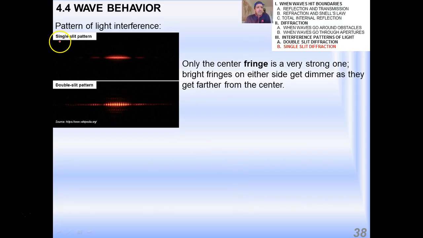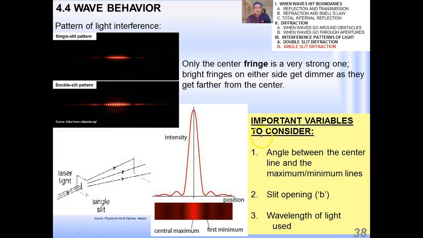Okay, so I'm just going to compare briefly the double slit and single slit patterns. Here's your double slit pattern from before. The single slit is very, very different, okay? Only the center fringe is a very strong one. The bright fringes on either side get much dimmer as they get farther from the center. And there's some important variables to consider. If you're in standard level, you don't really need to understand how these are related. In fact, I'm not even going to explain it right now, but for you higher level kids, you're going to want to take note of these 3 very important variables because they're going to come up again for you, okay? So here's the intensity pattern from a laser going through a single slit right here.